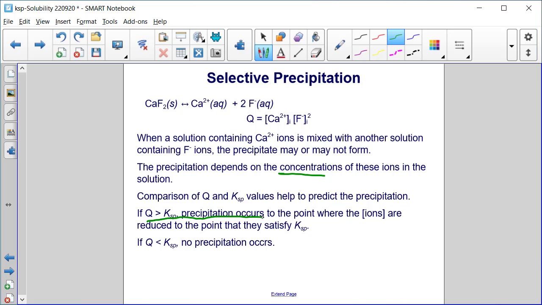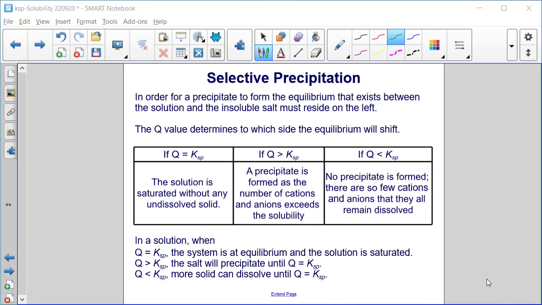In other words, if Q is greater than Ksp, then the products are dominant. And because we're greater than Ksp, we have to shift that equilibrium back in order to reach equilibrium. If Q is less than Ksp, then the opposite is true and no precipitation occurs. If Q is equal to Ksp, the solution is saturated and there's no undissolved solid, so we won't see any precipitate. And at this point, we would say that the system is at equilibrium.